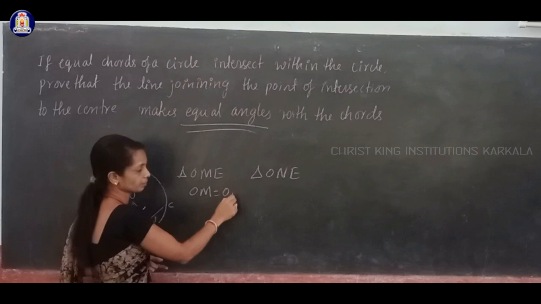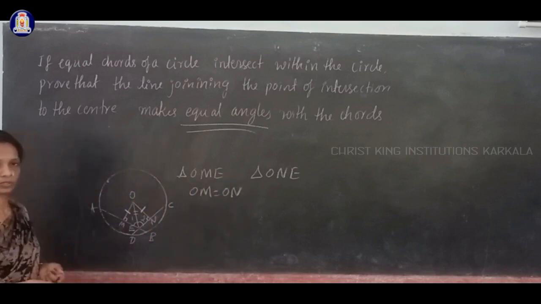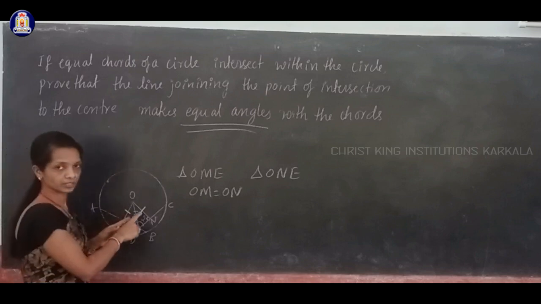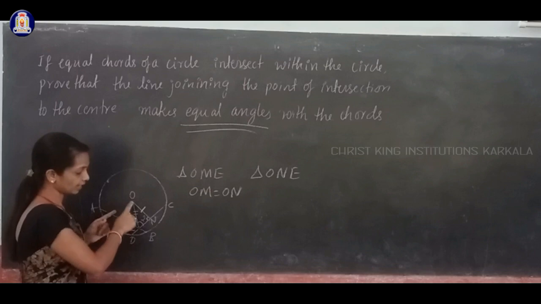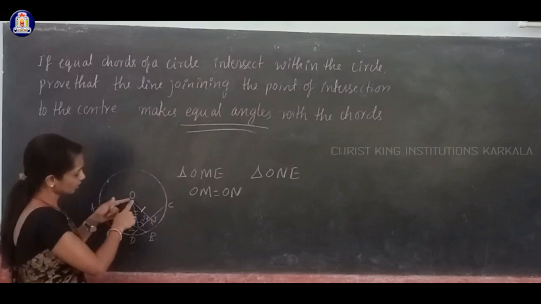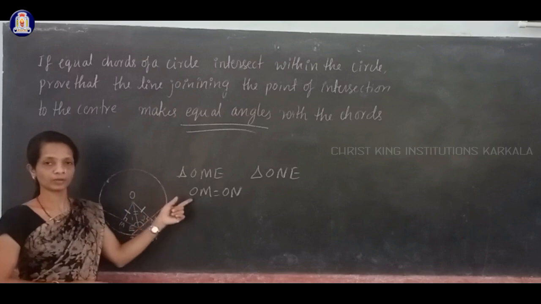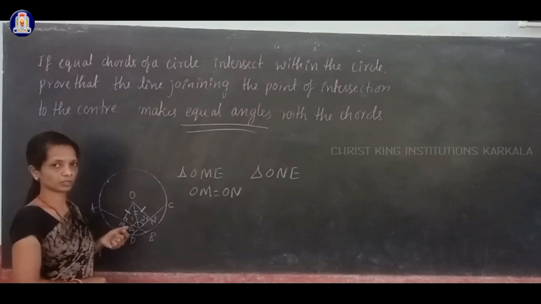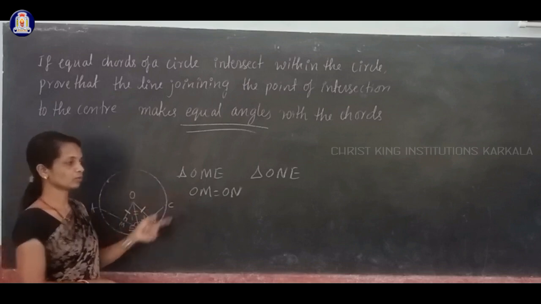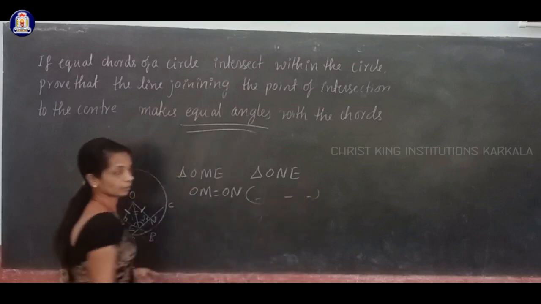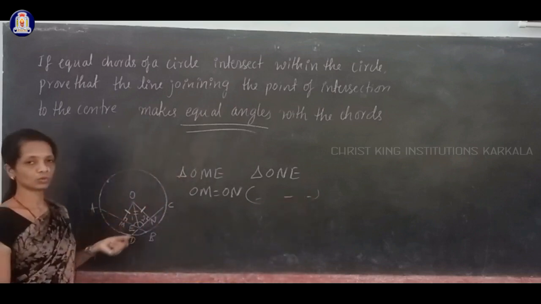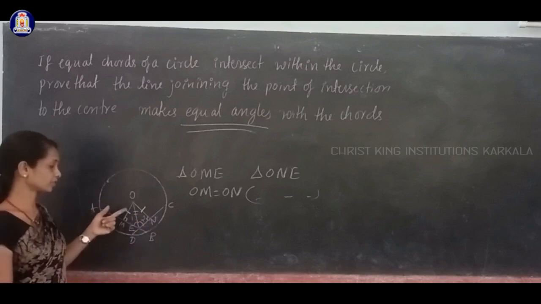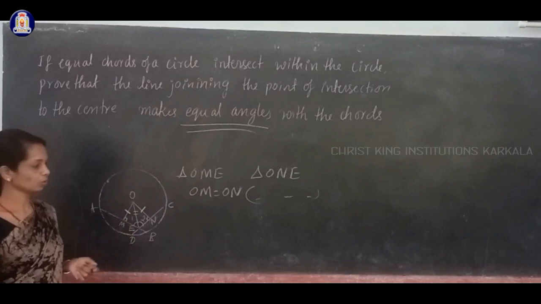Detailed steps we have already given in your notes. You have to write that, not this one. This is only for revision. You have to take these two triangles, triangle OME and triangle ONE. In these triangles, I already said OM is equal to ON. Why? Because we know that equal chords AB and CD are equidistant from the center of the circle. So by theorem number 6, OM is equal to ON. That reason you have to write here.